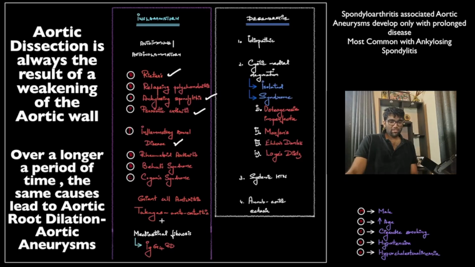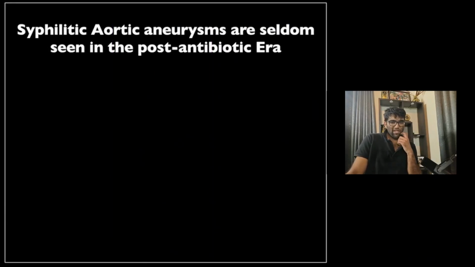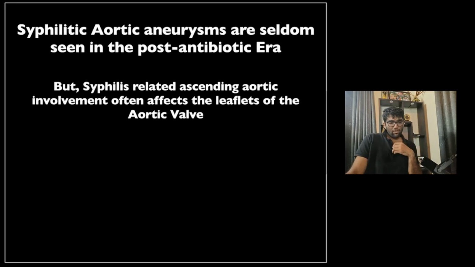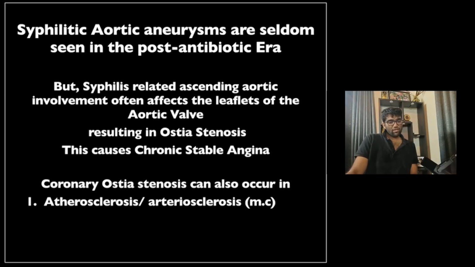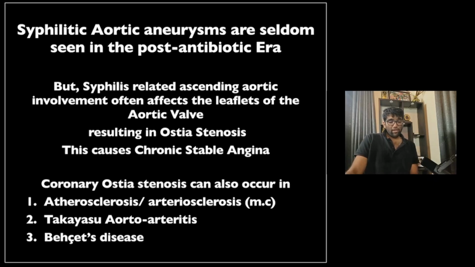Then systemic hypertension in isolation and annulo-aortic ectasia, which is an abnormal structure of the aorta during its development, also cause aortic root dilatation. Syphilitic aortic aneurysms are very rare in the post-antibiotic era, but syphilitic aneurysms affect the ascending aorta, and this is important because it affects the leaflets of the aortic valves. This results in stenosis of the ostia of the coronary arteries, and that can cause chronic stable angina. Similar coronary ostial stenosis can also occur in atherosclerosis or arteriosclerosis, which is actually the most common cause. In Takayasu aortoarteritis, we get ostial stenosis, although this is not very common, and in Behçet's disease as well, we can get ostial stenosis.